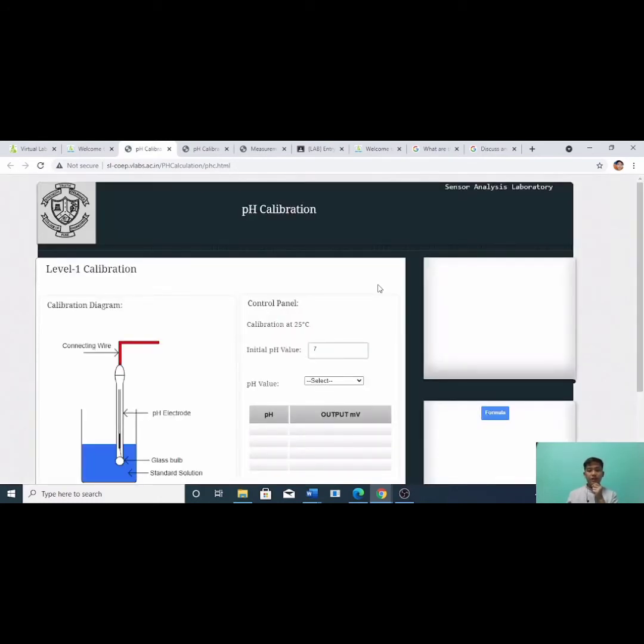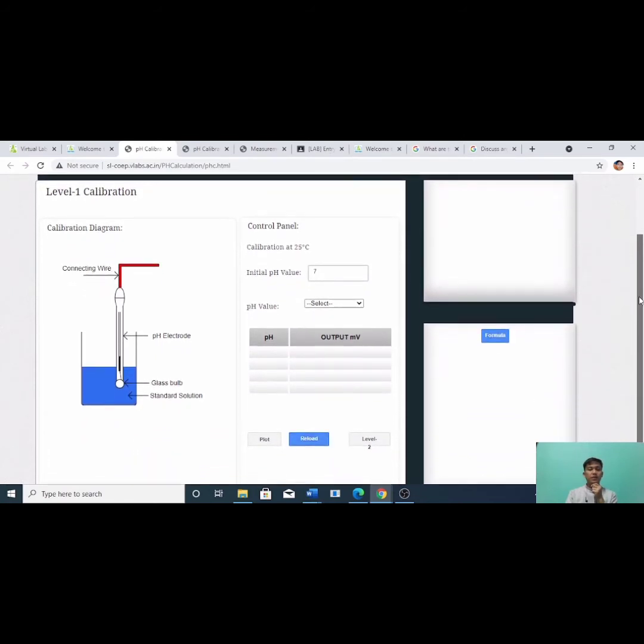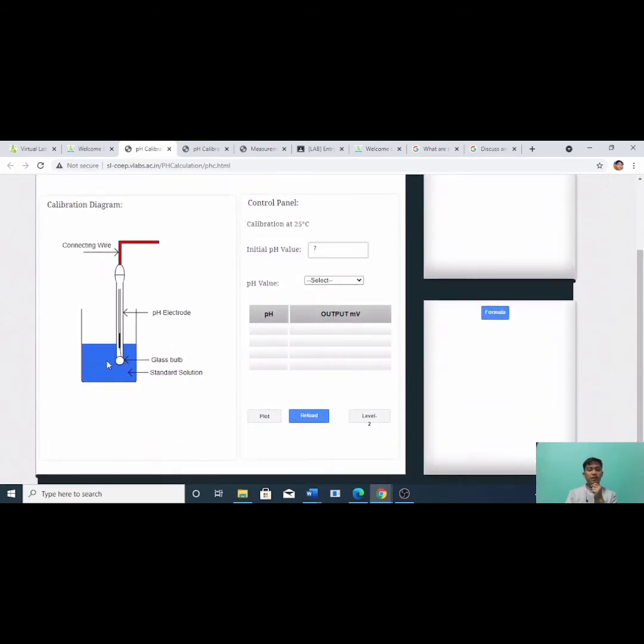And this is the diagram for our pH calibration at level 1. From our illustration of the calibration diagram, we have this wire, this pH electrode, and this glass ball. This is the standardized solution. This is our control panel, with an initial pH value of 7, and our room temperature is 27 out of 25 degrees Celsius. We select, let's say 4, and it will present the pH values here.